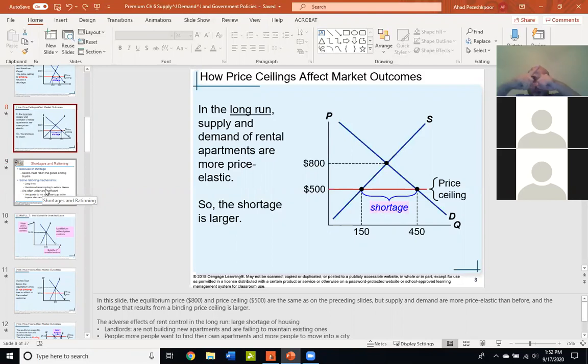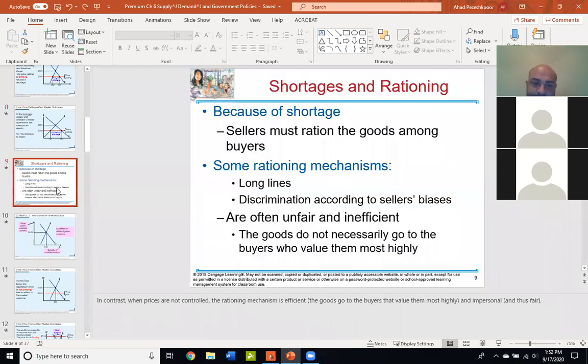Because time goes by, fewer people are willing to engage in the market and build housing, and more people are moving to enjoy the cheap housing, so things will only get worse. Because of shortages, sellers must ration the goods among buyers. Some rationing mechanisms are available.